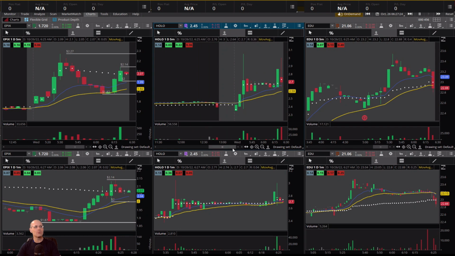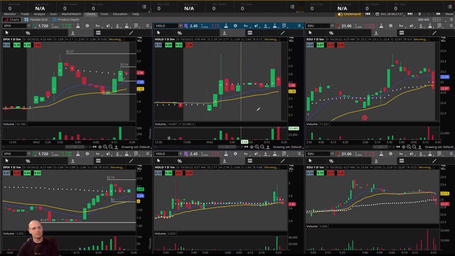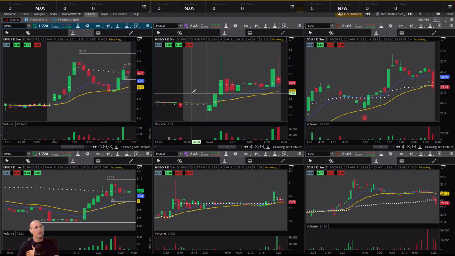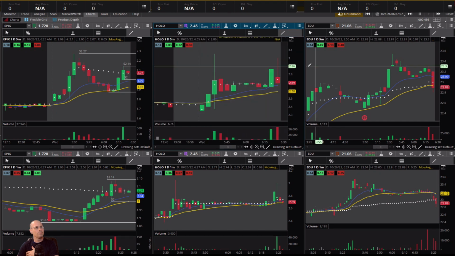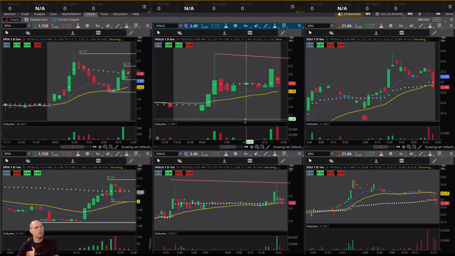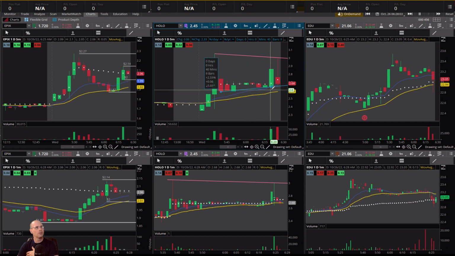So HOLO, little light on volume. Failing right now. I really didn't have anything else to pick from, so Holo and EDU, well, EDU being really light on volume. Either one of them I'm not really that into, but we'll see. I think the obvious choice is EPIX right now.